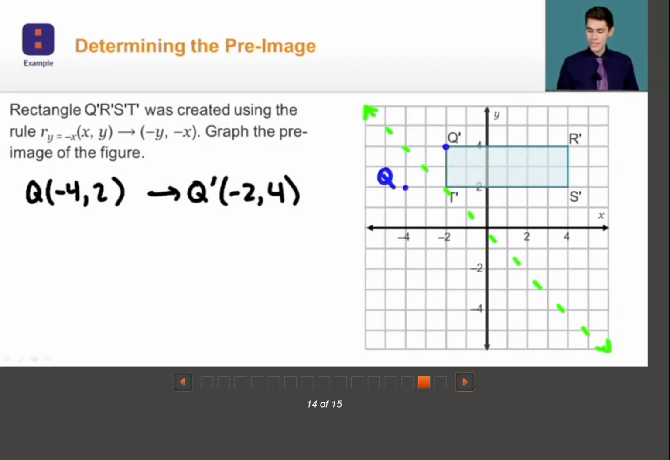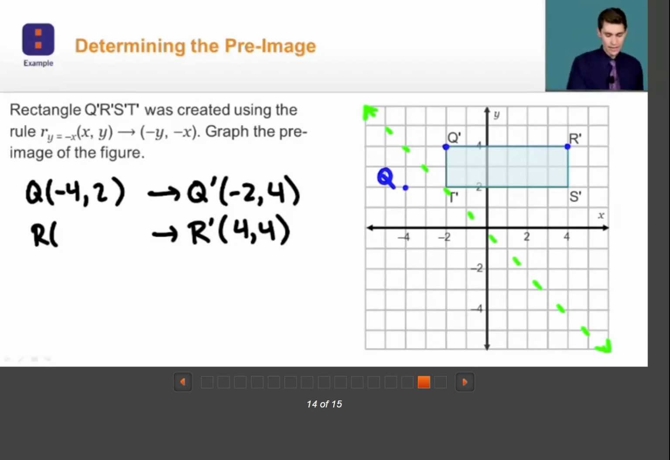All right, let's take a look at the next point, R prime. So again, R prime is where this rule maps to, and R prime is at (4, 4). I'm going to work backwards, so I'm going to negate both coordinates, and then I'm going to switch them. If I do that, I'm going to get R, which is located at (-4, -4). If I add that right here, I just have another point I need to find.